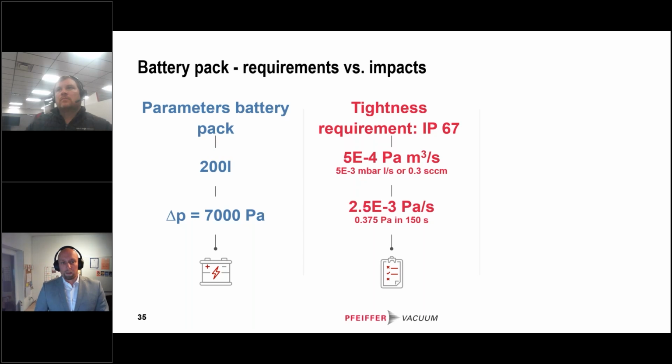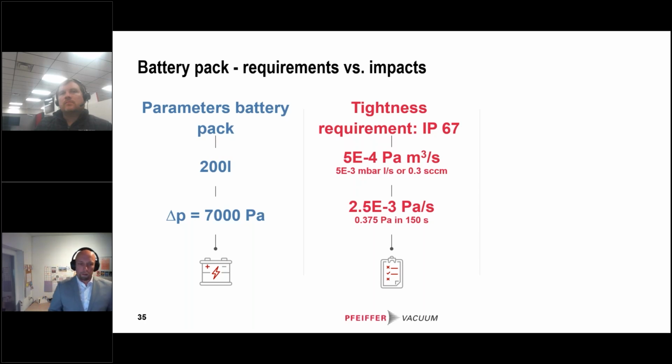When we now take into consideration the 200-liter volume of this example and this leak rate in Pascal cubic meter per second, we can translate this to a common pressure decay rate. So it would be a 2.5E-3 Pascal per second pressure decay rate, and over a total measurement time of 150 seconds, it would mean we have a total pressure drop of 0.375 Pascal.